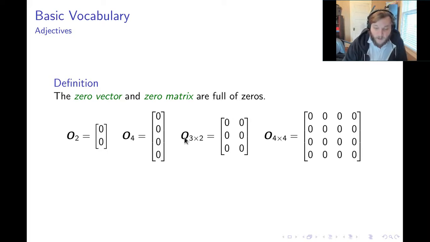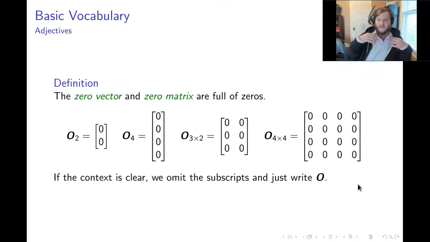And here we're looking at the 3 by 2 0 matrix. This is bold O sub 3 by 2. So this is the 3 by 2 0 matrix. This matrix has 3 rows and 2 columns, and all of the entries are 0. And in this rightmost example here, we're writing bold O sub 4 by 4. This is referring to the 4 by 4 matrix where all of the entries are simply equal to 0.